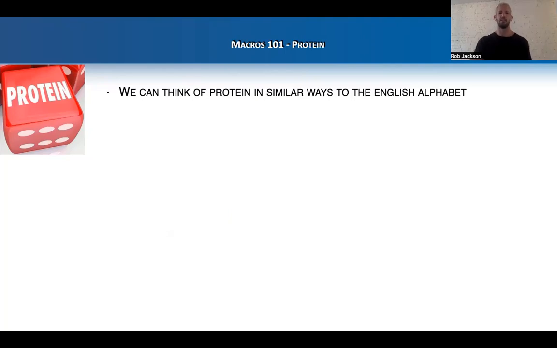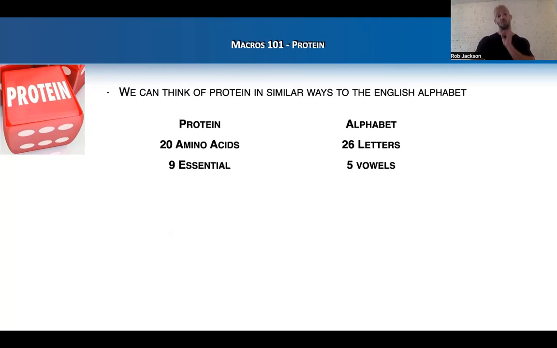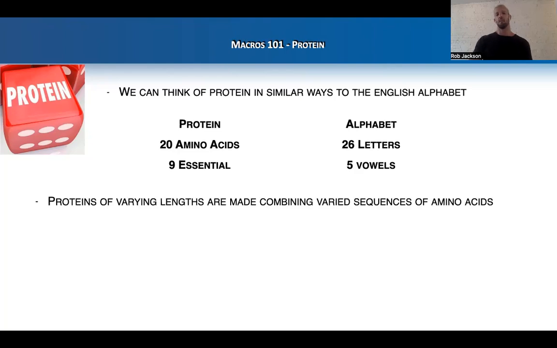We can actually think of protein in similar ways to the English alphabet, in that protein has 20 amino acids, which is sort of analogous to the alphabet having 26 letters. And within protein, you have 9 essential amino acids, and they're sort of like the 5 vowels within the alphabet. The reason I say this is because proteins are literally just a sequence of amino acids chained together in various lengths. That's how you create a protein.